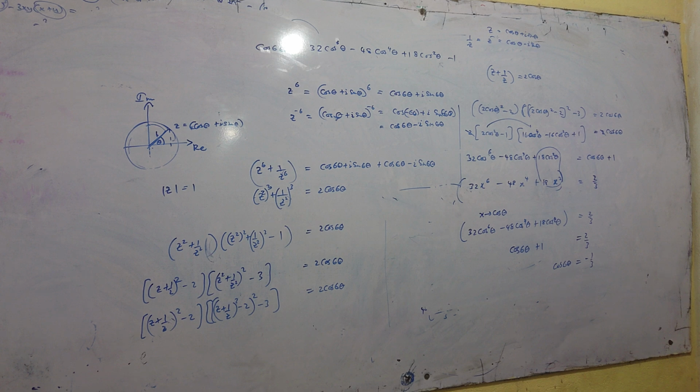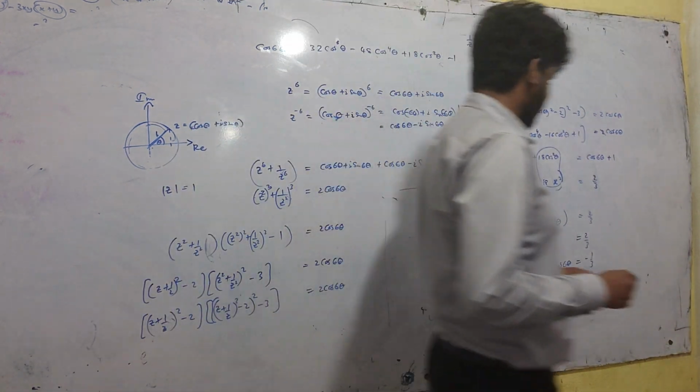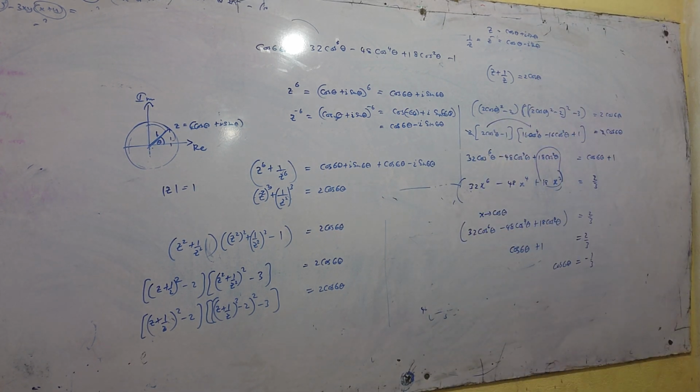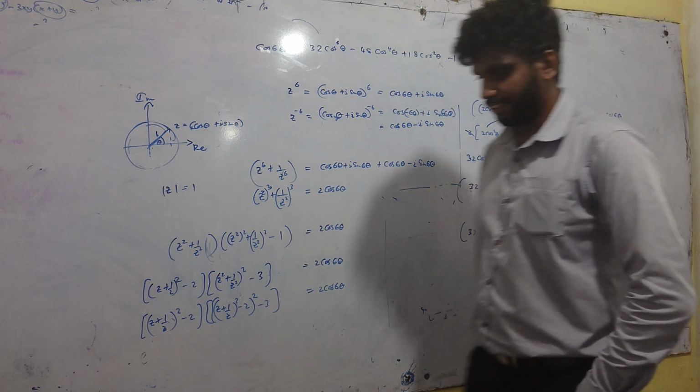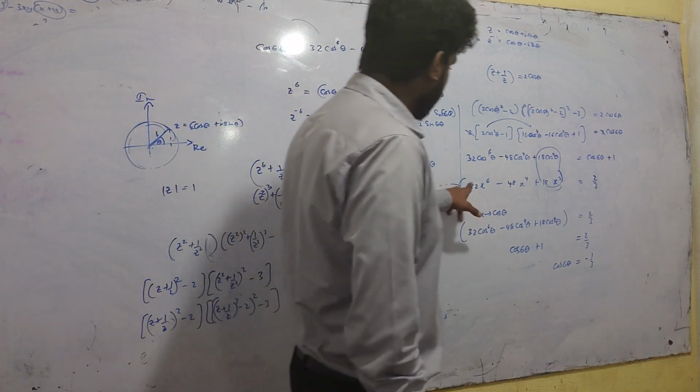From this one, you can take out 3 over 2, right? Suppose. Look at this, please. Please, you can't do it like this. First of all, check this.